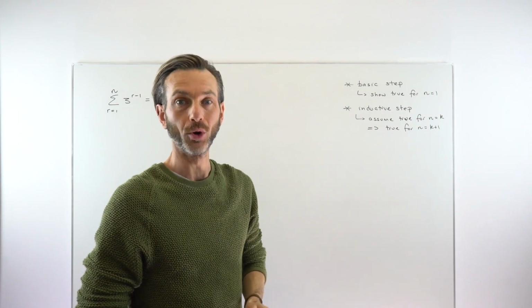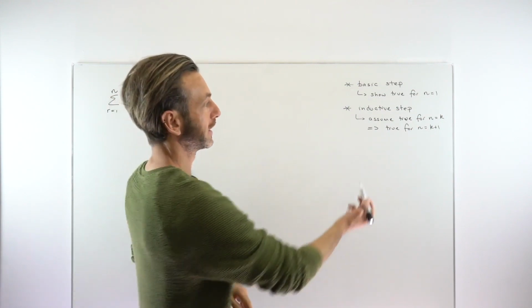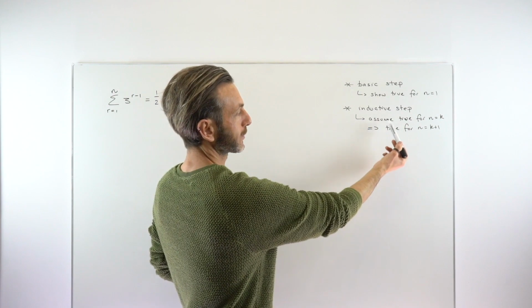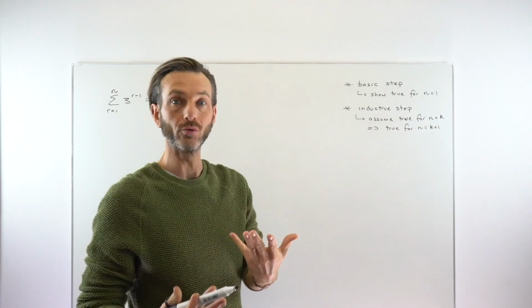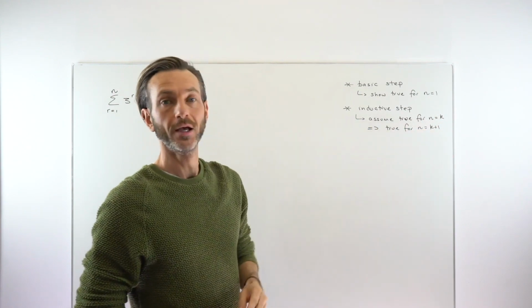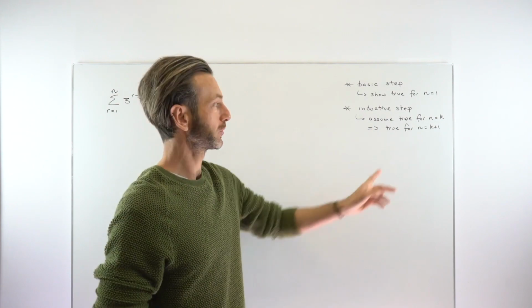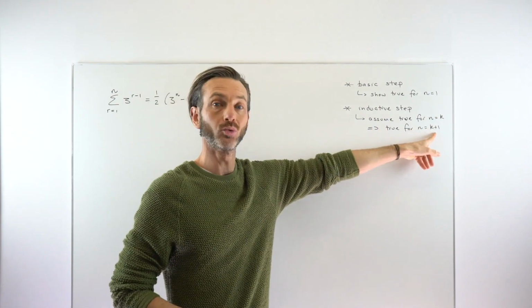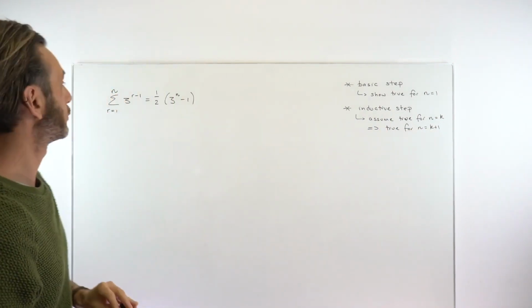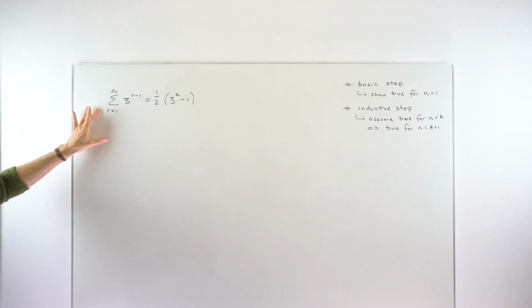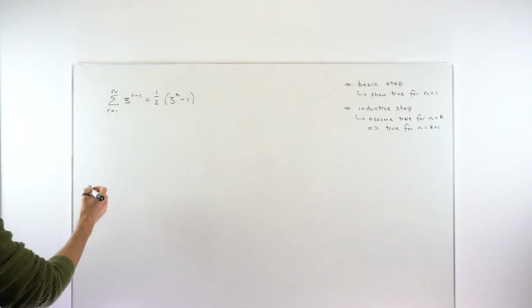The more challenging part, and it can be quite challenging, is the inductive step, where we're assuming the result is true for some general case, like the kth case, and showing that that implies the result is true for the next case, the k plus 1th case. So let's just crack on and have a go at this one. So we'll start obviously with the basic step.